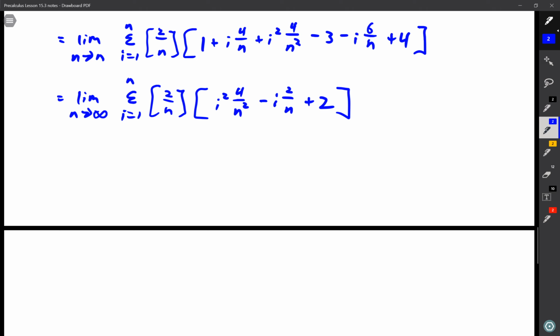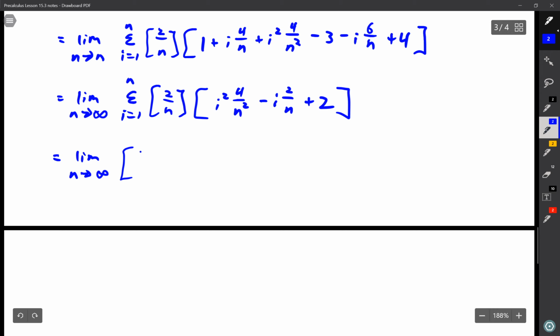Okay, so with this sum of 2 over n, if a term doesn't have any i in it, it is not affected by the sigma, because the sigma only affects the i's. So it's unaffected by the sigma, and I'm just going to leave that out front still. So we have the limit as n approaches infinity. Now at this point, I'm going to plug in what the sum of i squared is and what the sum of i is, so I'm no longer going to write sigma.